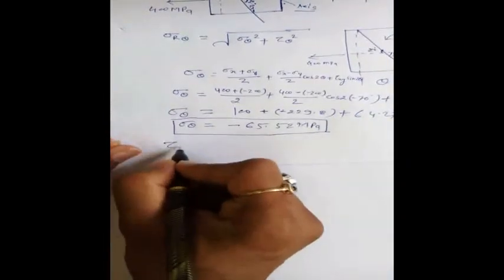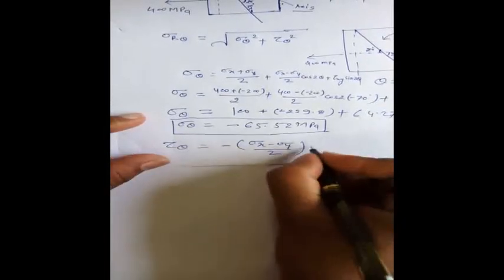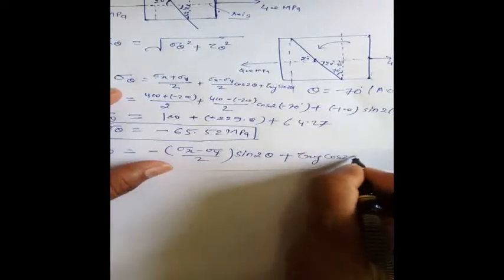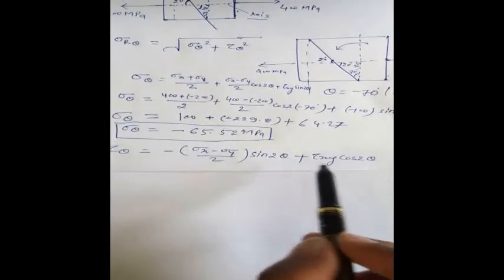Now tau theta, you have to find out the tau theta, and tau theta is nothing but minus sigma x minus sigma y by 2 sine 2 theta plus tau xy cos 2 theta. If you put the value of all sigma x, sigma y, theta and tau xy, you will be able to solve this tau theta. And tau theta, directly I am writing the value, it's 269.43 megapascal.